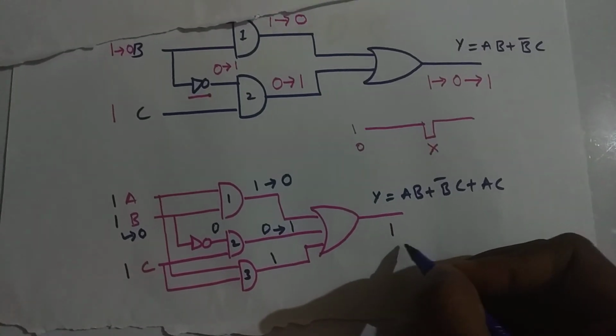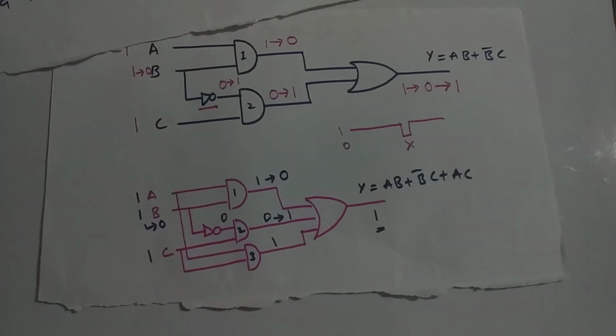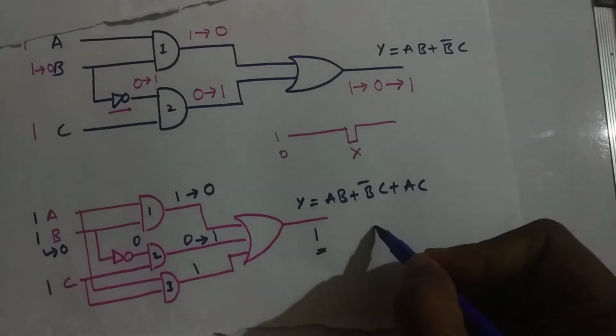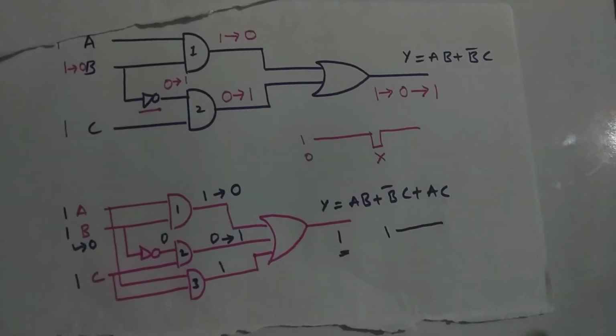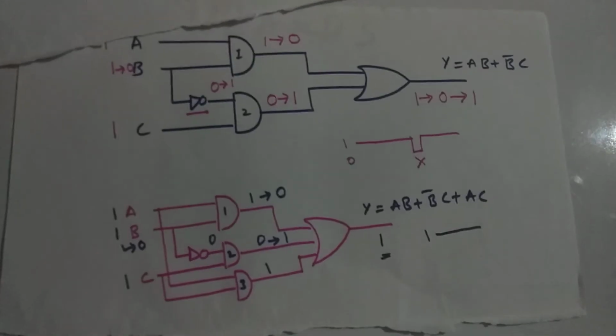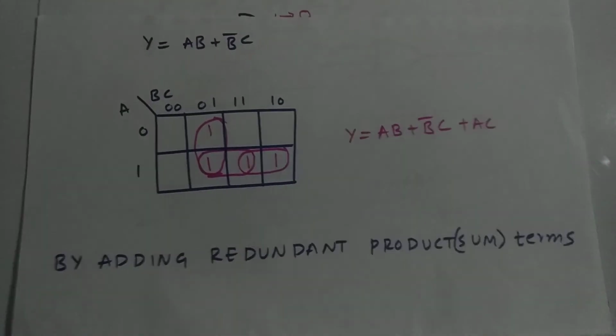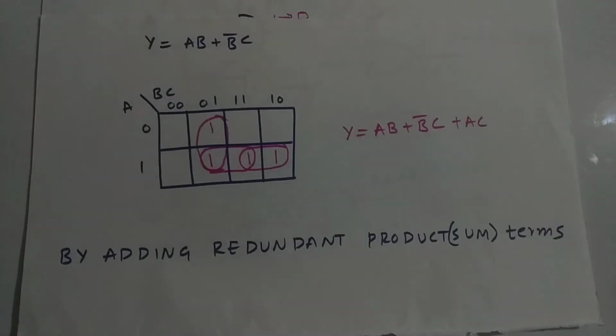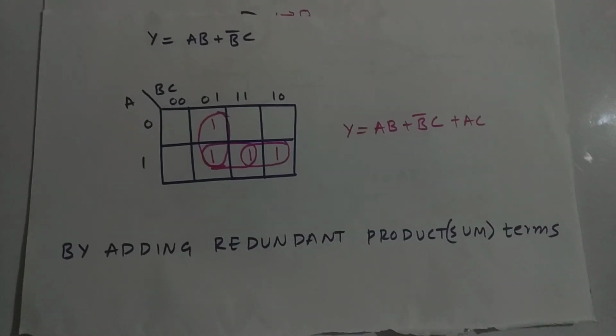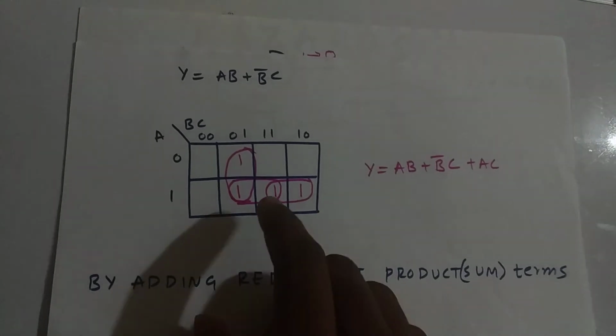As a result, the output is safe. The output is just 1. It's not changing. There is no glitch. So this is how we get a hazard free circuit. We are removing hazards by doing hazard free realization by adding an extra term.